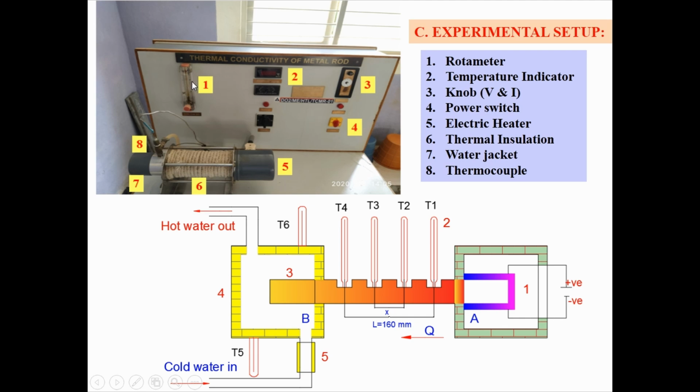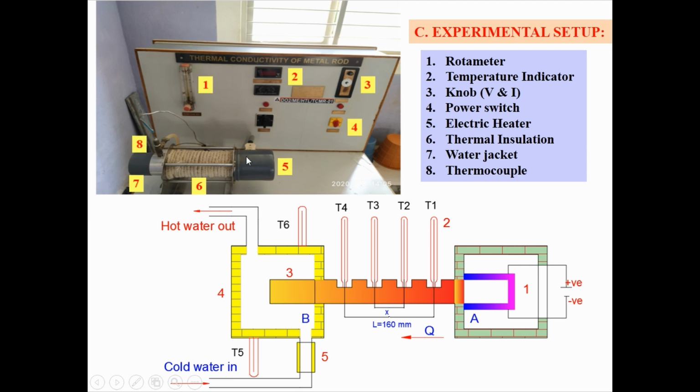First I will name the parts of the experimental setup. First one is the rotameter, second one is the temperature indicator, third one is the knob which is used to vary the voltage and current, fourth one is the power switch, fifth one is the electrical heater, sixth one is the thermal insulation, seventh one is the water jacket, eighth one is the thermocouple.